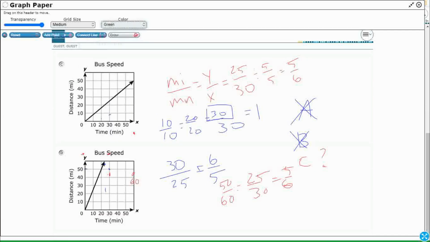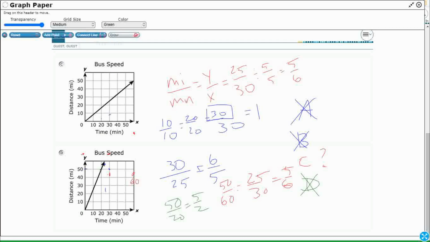I'll change that to green. Ooh, that is 20 over 50. Okay, so that's a 50 over 20. That's strange. That's not anywhere close. That's 5/2. That's a 2.5 slope. Much too steep. So definitely not D.